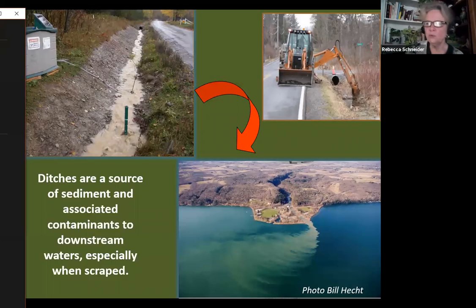They are also a source of sediment and associated contaminants, especially when scraped. So we took a survey, and on average about half the highway crews in New York State scrape the ditches and do not regrow vegetation. So every time it rains, there's about 120,000 miles of road ditches that are draining, and half of those, or a third of those, are scraped, and the sediment goes straight into our streams and lakes.